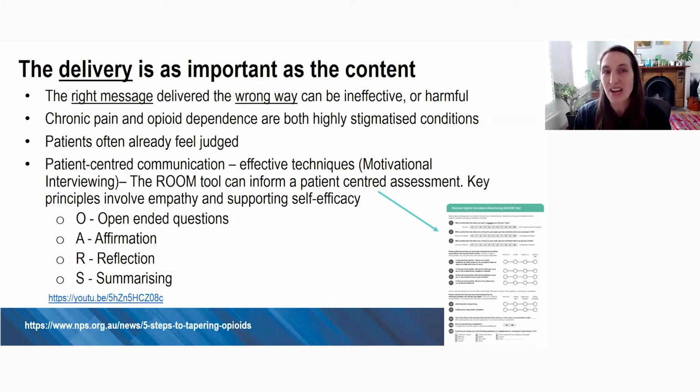We know that chronic pain and opioid dependence are both very stigmatized conditions already. Patients feel incredibly judged with all the focus that there has been on prescription opioids at a policy level. And so really thinking about how we can use tools like the ROOM tool here with evidence-based communication strategies like motivational interviewing to help patients be involved in that decision about whether or not they do want to continue on opioids or make a change with their opioids, and how they might get better outcomes with their pain. So I just wanted to flag that.